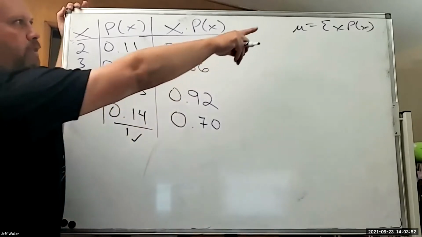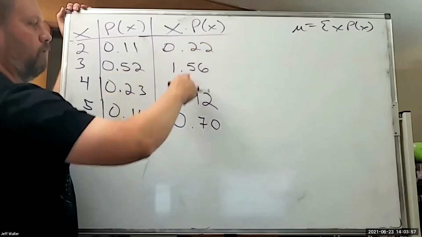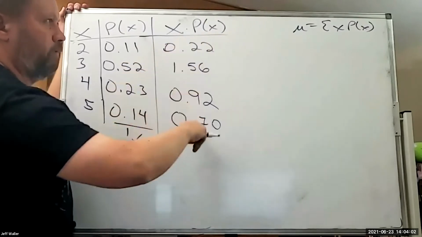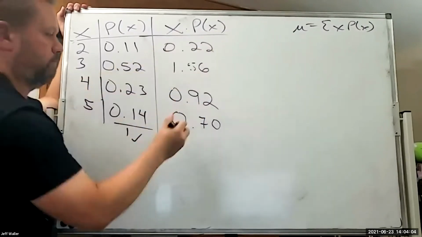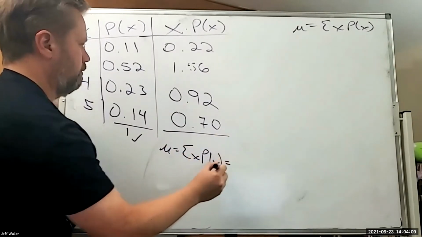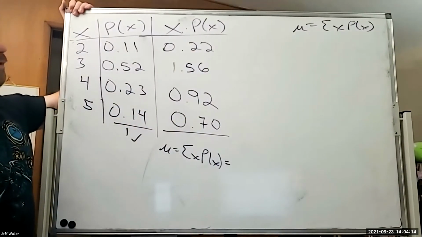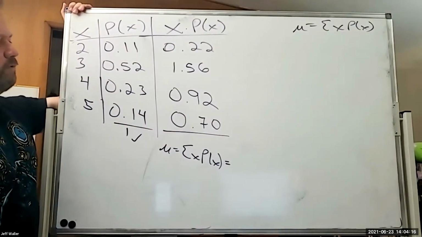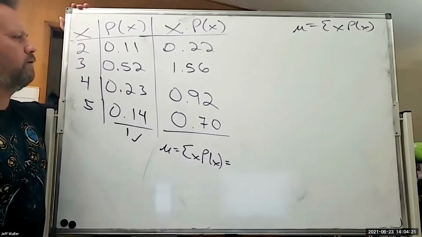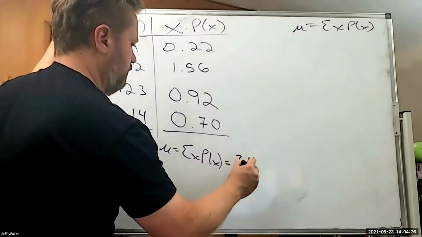And then how do I get the mean? I've got a bunch of x p of x's, and now what do I do with them all? What does the formula say? Add them. So the mean is going to be the sum of these. So let's add these up. What do you get when you add those up? Is it 3.3? Did I do that too fast? 3.4. Okay, I'm sorry, I did it too fast.